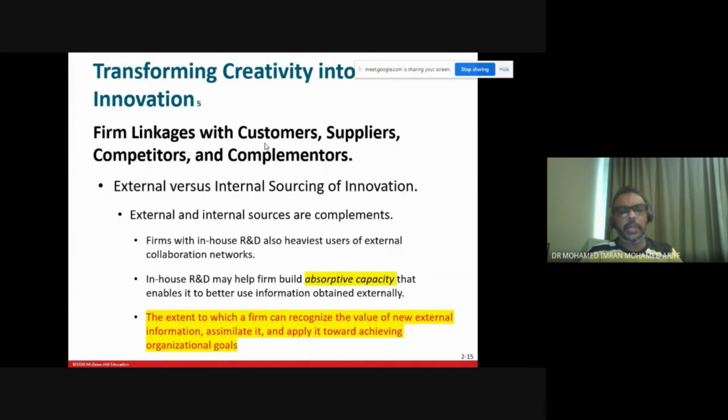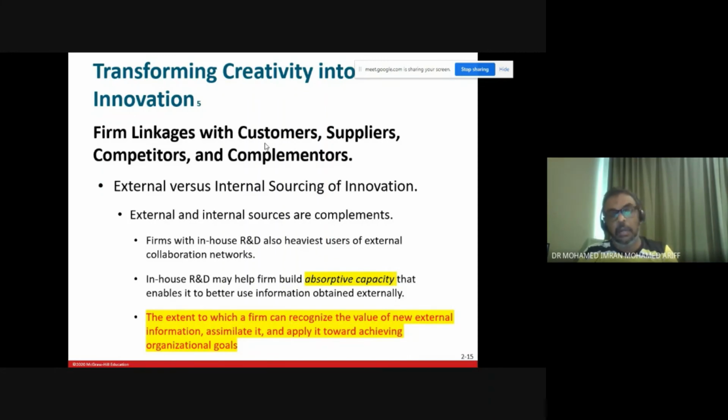Okay. Next, we can also see absorptive capacity: the extent to which a firm can recognize the value of external information, assimilate it, and apply it towards achieving organization goals. That means your organization can see that if you were to collaborate with another company, you know how far you can go.